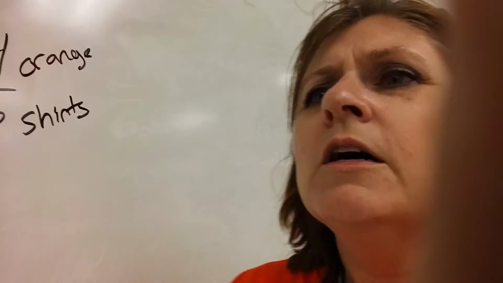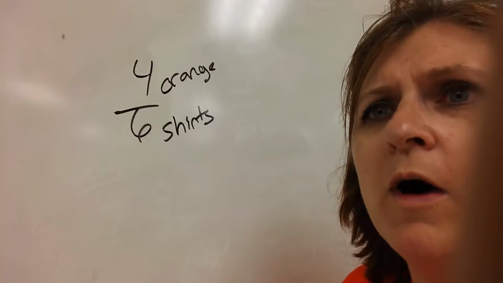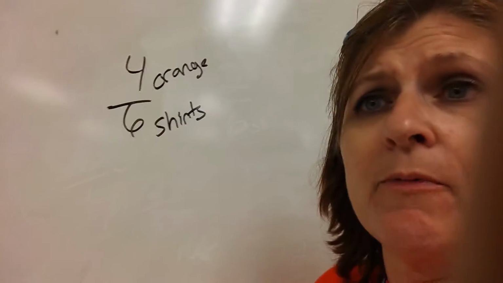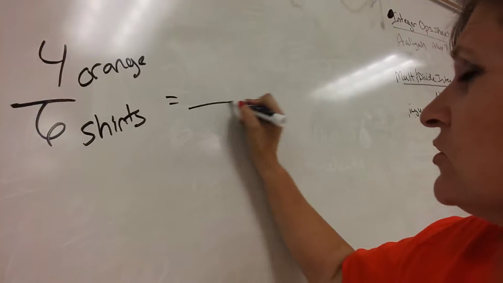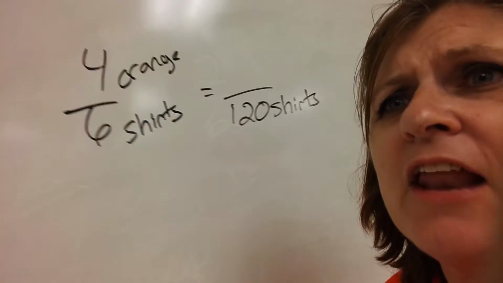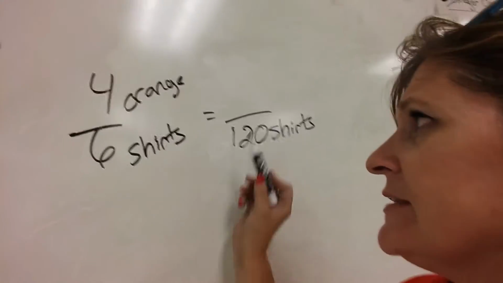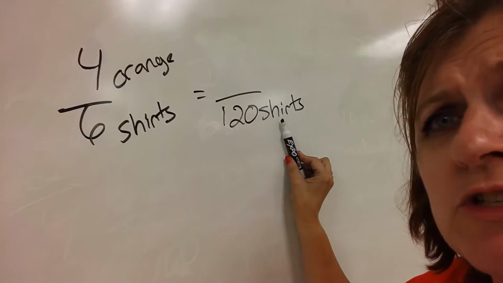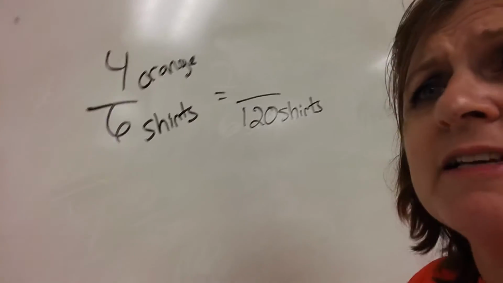So using this same ratio of 4 orange shirts to 6 total shirts, what if I now went to the pep rally and I counted all the shirts at the pep rally, and I saw that at our pep rally we had 120 shirts total. And out of those 120 shirts, I want to know how many of them are orange. How would I figure that out? Well, first of all, I want to set it up as a ratio and keep the same labels together. So if the shirts are on the bottom here, I need the shirts on the bottom here. If the orange is on the top here, I need the orange on the top there. And then I'm going to say, what times 6 makes 120?